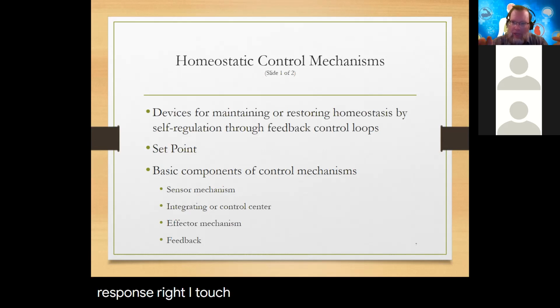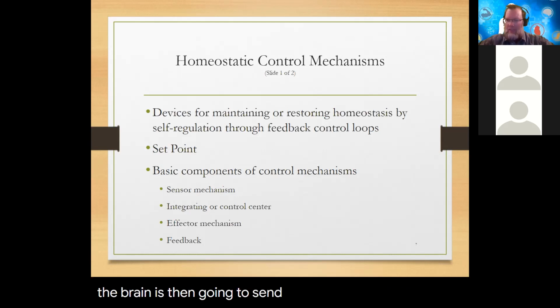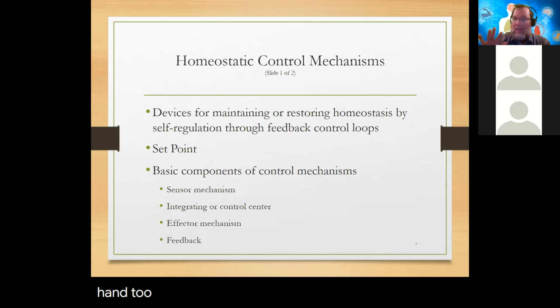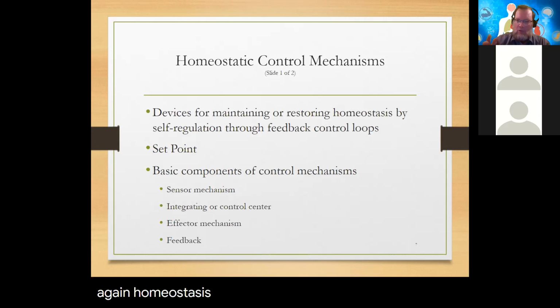I touch something hot, the stimulus is, that is hot. That signal is going to travel somewhere to the brain. The brain is then going to send a signal out to my muscles saying, you need to remove your hand from whatever it is you're touching that's hot. So the response is to remove the hand, to go against or go away from that original stimulus. So again, homeostasis is all about stimulus and a response.